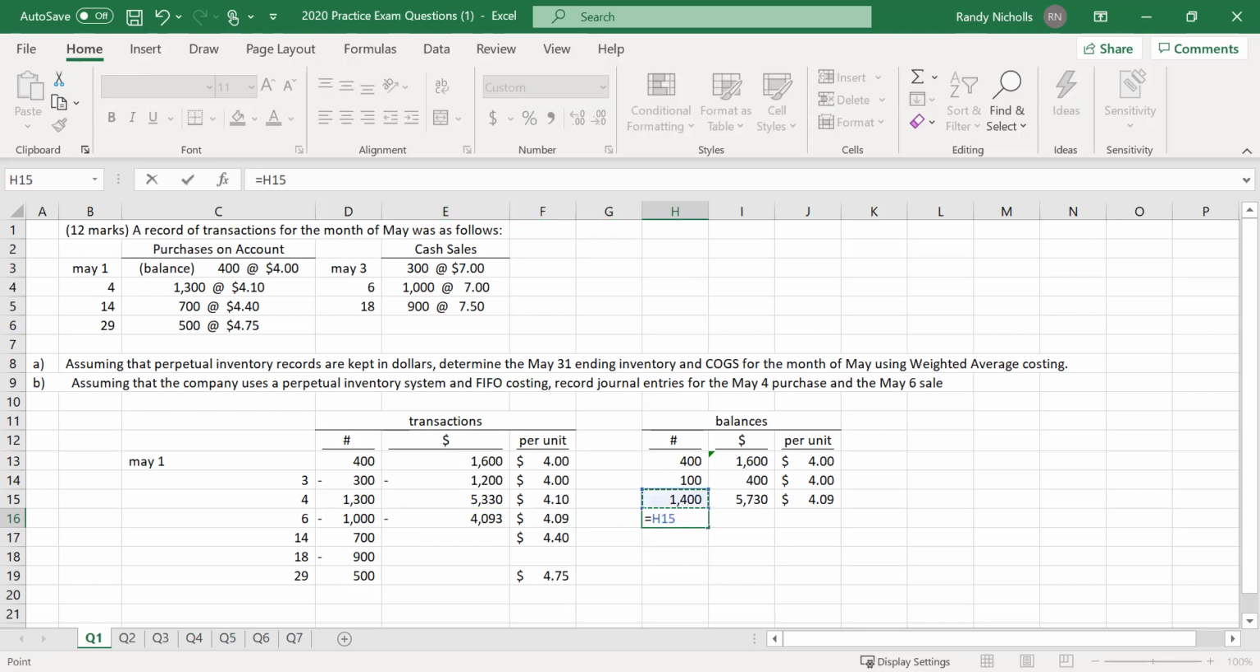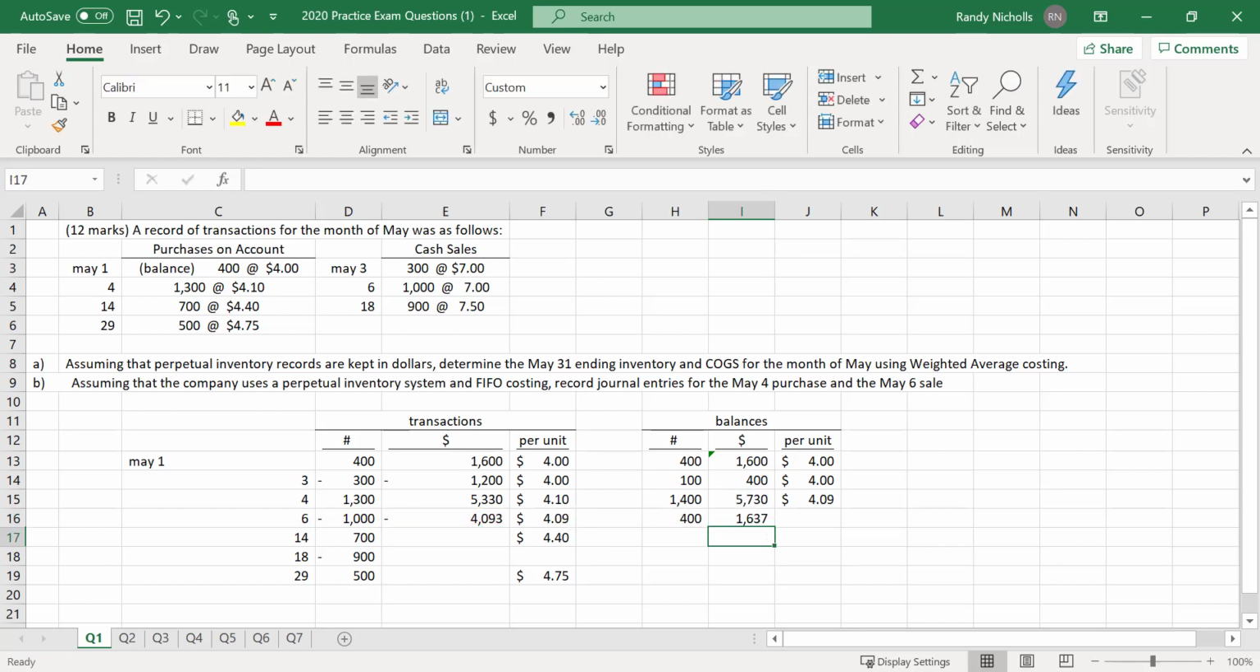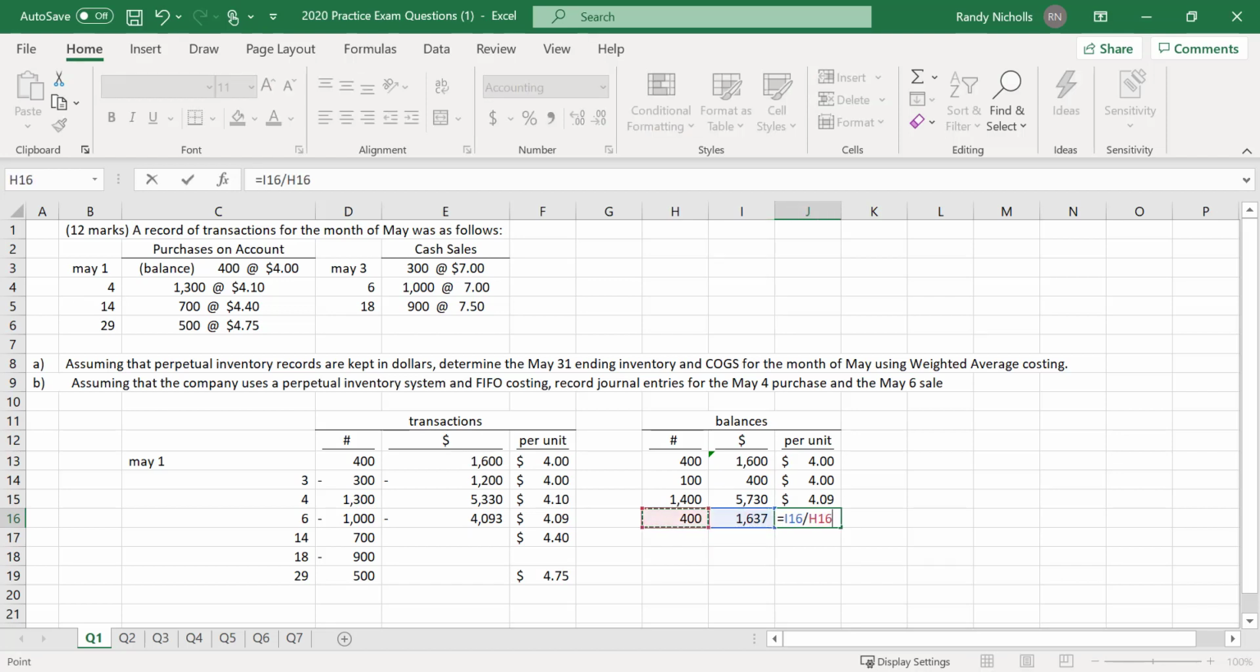Track my inventory again. Had 1,400 units. Sold 1,000, so I got 400 left. I had 5,730. I took 4,093 out, so I got 1,637. And this had better be 4.09. Right? Average has to stay the same.